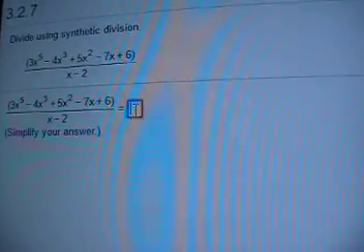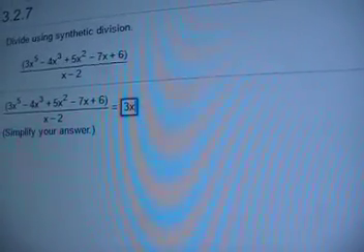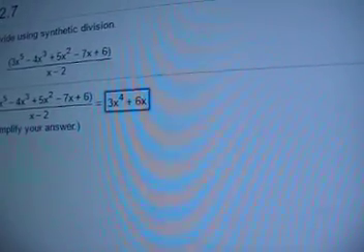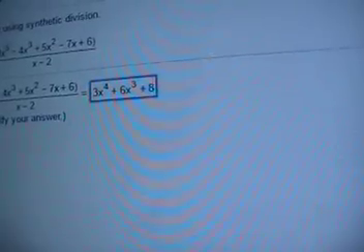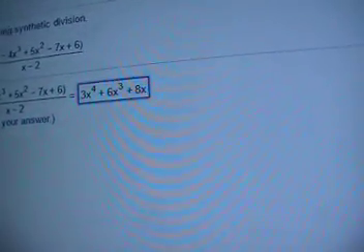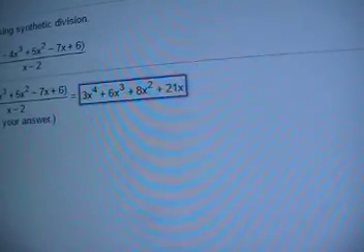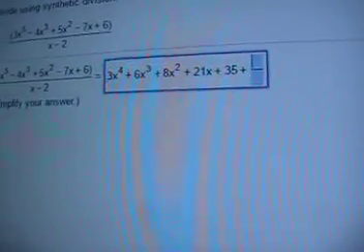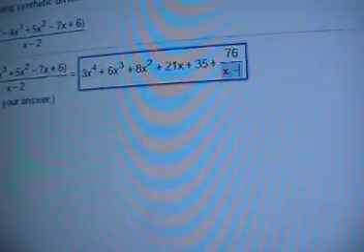So come over here in the box, type in what you have. 3x raised to the 4th power plus 6x to the 3rd plus 8x squared plus 21x plus 35 plus the fraction 76 over x minus 2.